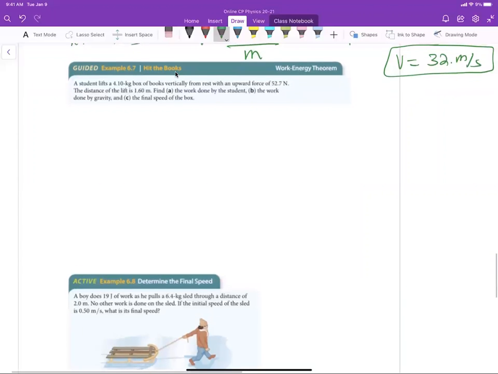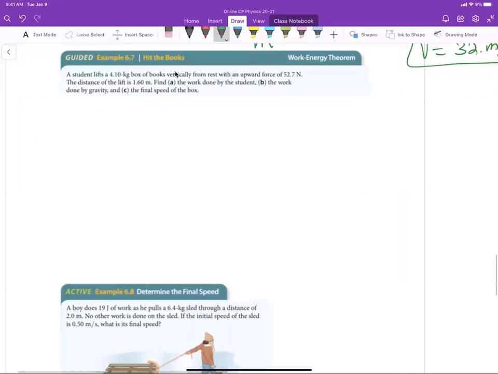This is part 2 of my video to help you with assignment 5.2 for my online students. I have a student who lifts a 4-kilogram book vertically from rest. So here is the book.